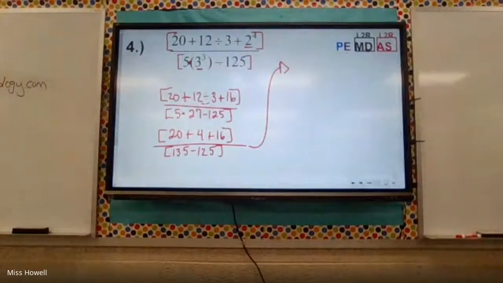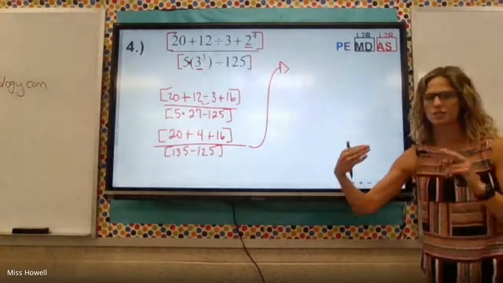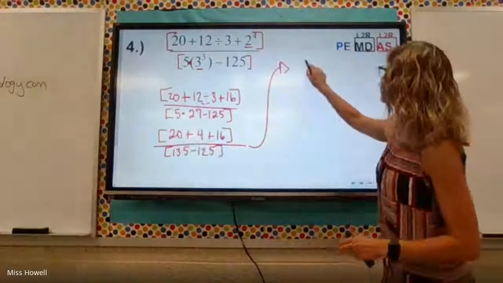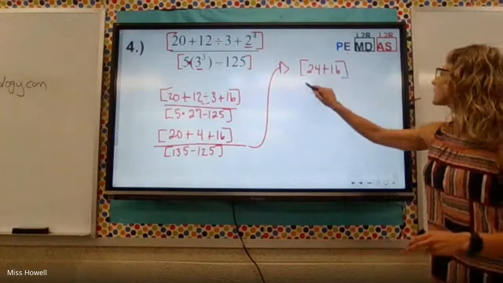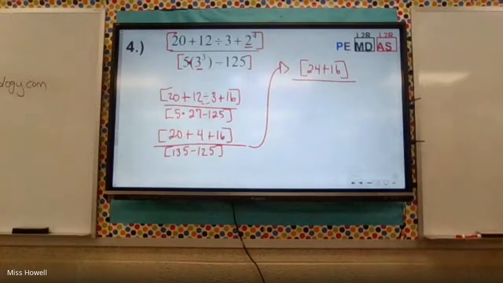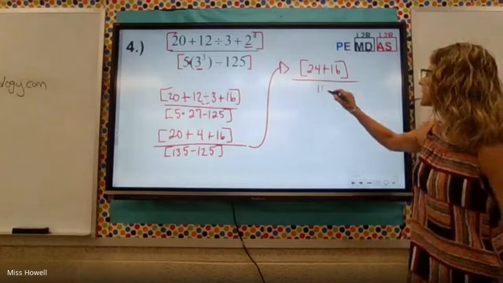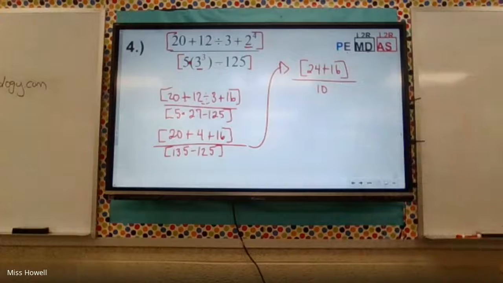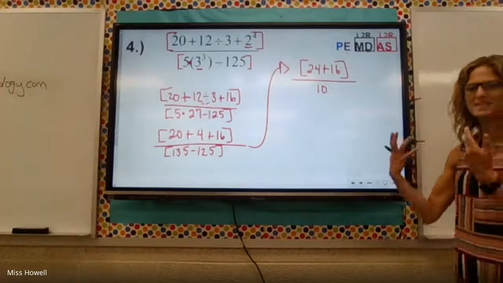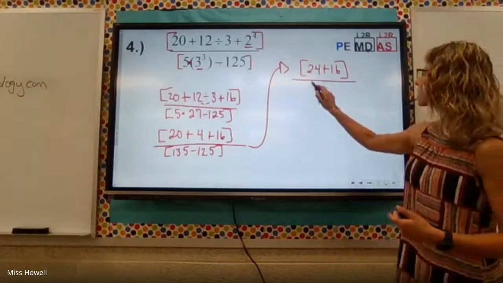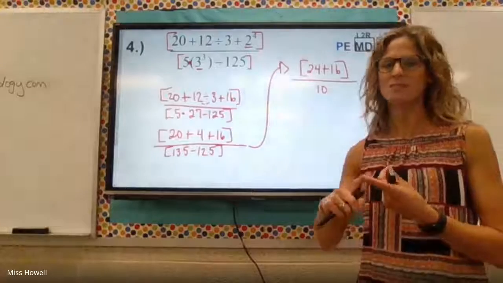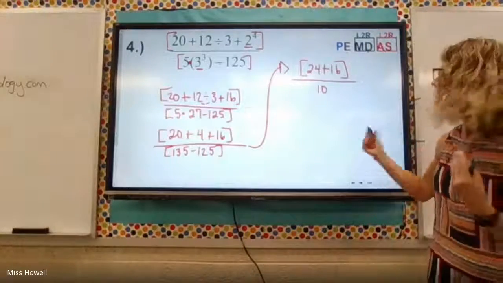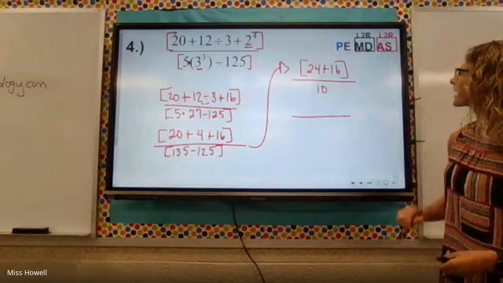All right, on the top, all we have is adding left, so we're going to work from left to right. So we're going to start here with 20 plus 4. And we should get 24 plus 16. On the bottom, we only have one thing left to do, which is a subtraction, and it would give us a value of 10. I no longer need my brackets down there because I've now done all the work that was inside of those brackets. Now, it wouldn't be wrong if I left them here. I just no longer need them because once you finish your work inside of parentheses, brackets, and curly braces, they can go away.